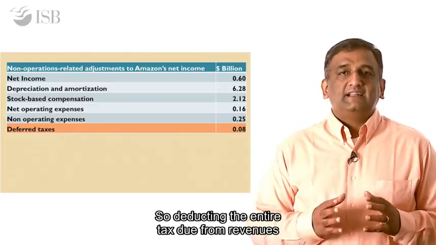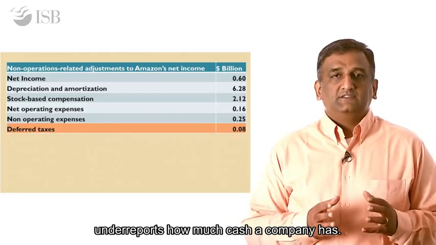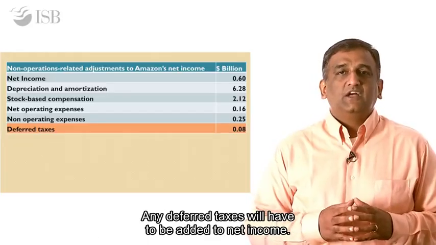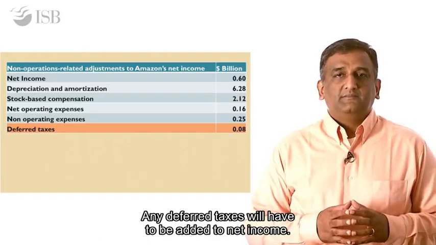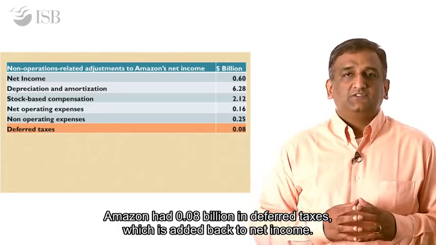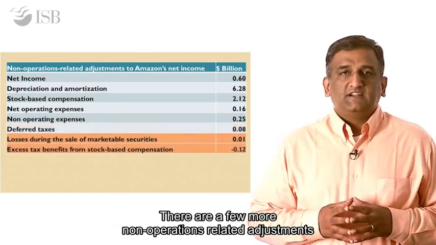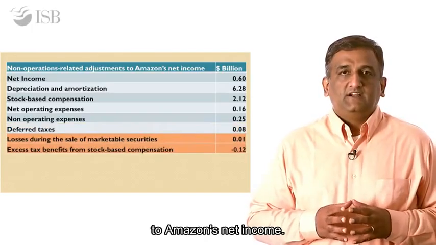So deducting the entire tax due from revenues underreports how much cash a company has. Any deferred taxes will have to be added to net income. Amazon had $0.08 billion in deferred taxes, which is added back to net income. There are a few more non-operations related adjustments to Amazon's net income.